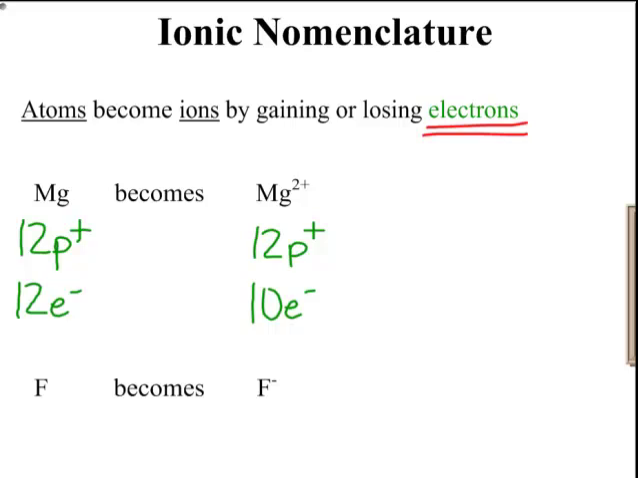What about our second example of fluorine? A fluorine atom and the fluoride ion must have 9 protons, otherwise it's no longer fluorine. The difference is how many electrons. A fluorine atom has the same number of electrons as protons, so 9. When F becomes a -1 ion, it has to change the number of electrons. So this time it gains 1 negative electron to become a -1 ion.